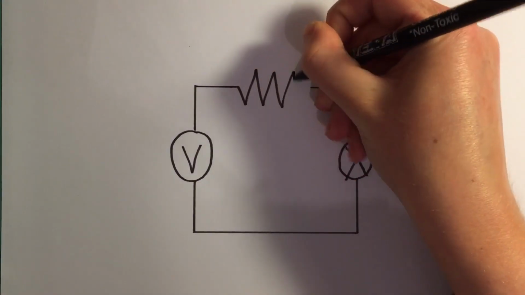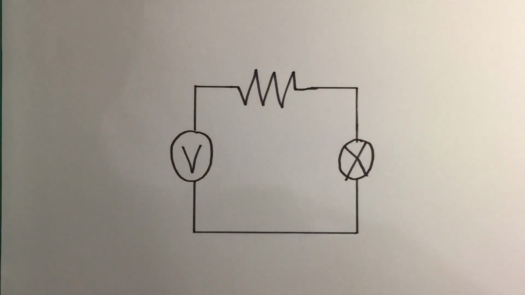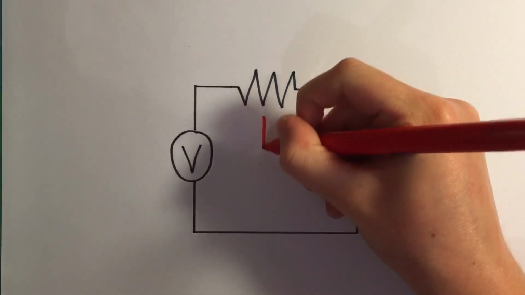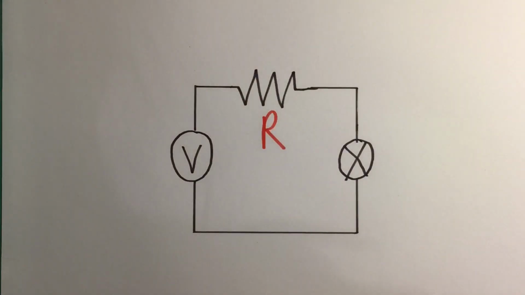Resistors are a common addition to electrical circuits. They are used to control current flow to other components. A resistor is notated in a circuit as shown.